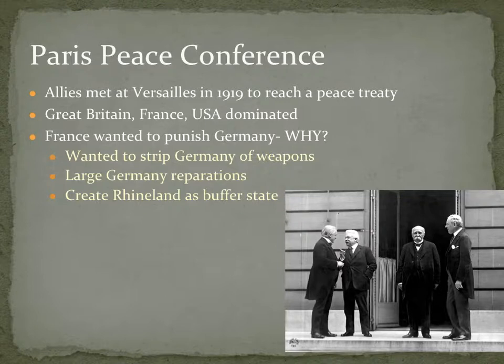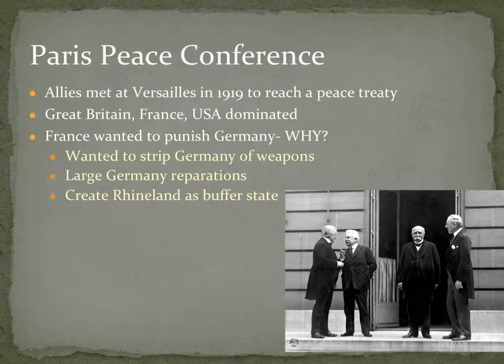The losers of the war were Germany, Austria-Hungary, and the Ottoman Empire. And so the winners met at Versailles, which is outside of Paris, to establish a peace settlement. And the final peace treaty with Germany was called the Treaty of Versailles.